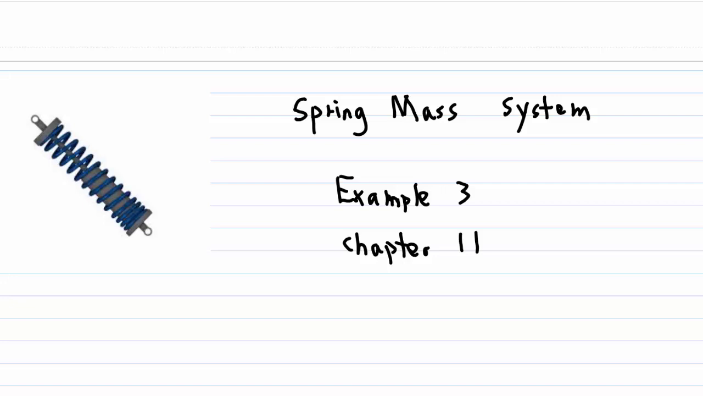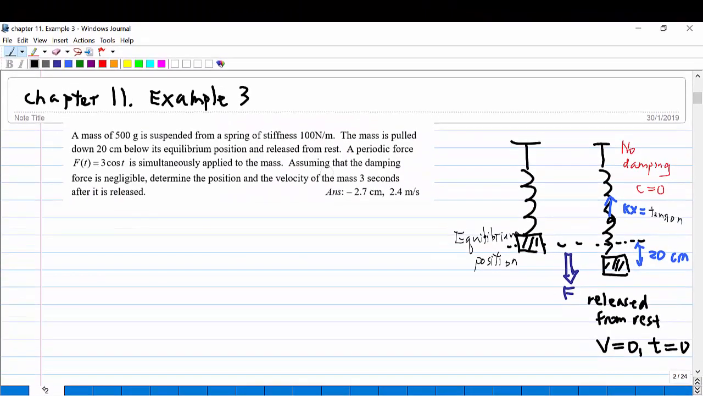Hi, this video will show you example 3 of chapter 11 on spring mass system. In this example, a mass of 500 grams is suspended from a spring of stiffness 100 Newton per meter. The mass is pulled down 20 cm below its equilibrium position and released from rest.